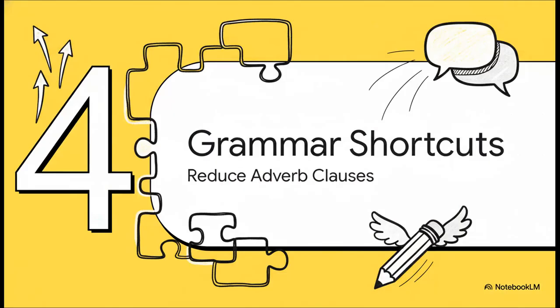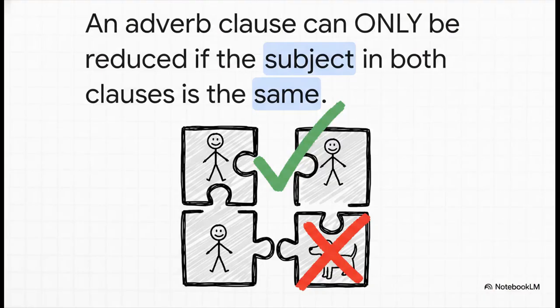Okay, are you ready for a really cool grammar hack? We're going to look at how to reduce adverb clauses. This is just a fantastic way to make your writing sound way more advanced and a lot less repetitive. So here it is, the golden rule. You can only use this shortcut if the subject is the same in both parts of the sentence. For example, in the sentence, while I was walking to class, I fell down, the subject I is the same in both clauses. That's our green light.